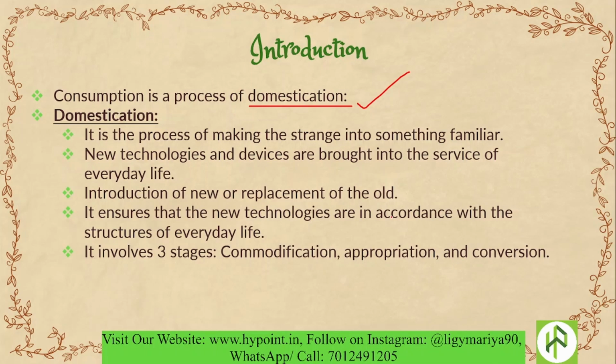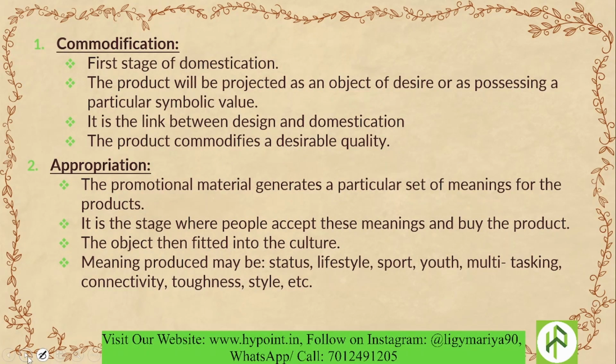It involves 3 stages. See, domestication involves 3 stages: commodification, appropriation, and conversion. So what are these 3 components or stages or processes of domestication? First one is commodification. It's the first stage of domestication. The product will be projected as an object of desire or as possessing a particular symbolic value.